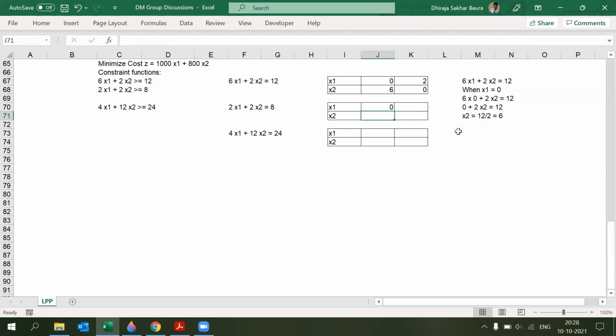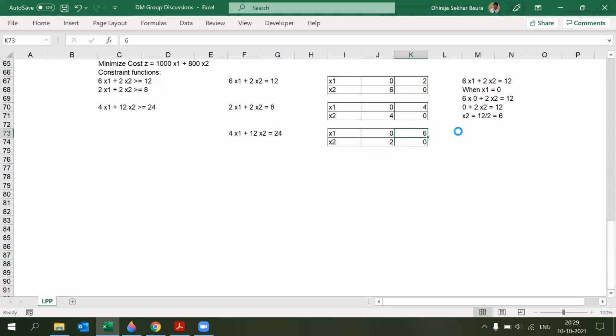Now in the second equation, if we take x1 value as 0, the x2 value becomes 4. That's correct. If we take x2 value as 0, x1 becomes 4 also. Perfect. Similarly, here, can you tell me the x2 value? It's 2 that is the correct answer. Please calculate. Did you get 2? Yes. If we take x2 value as 0, then x1 becomes 6.